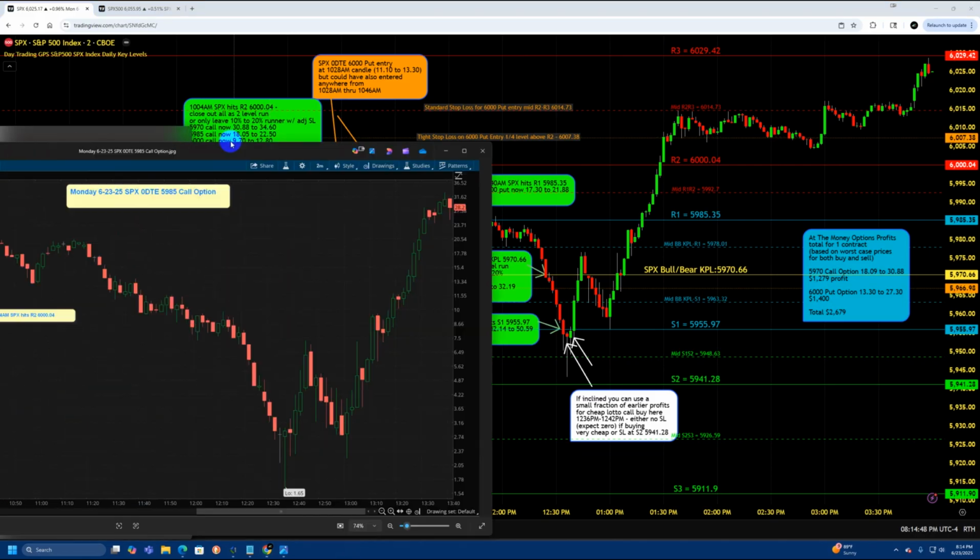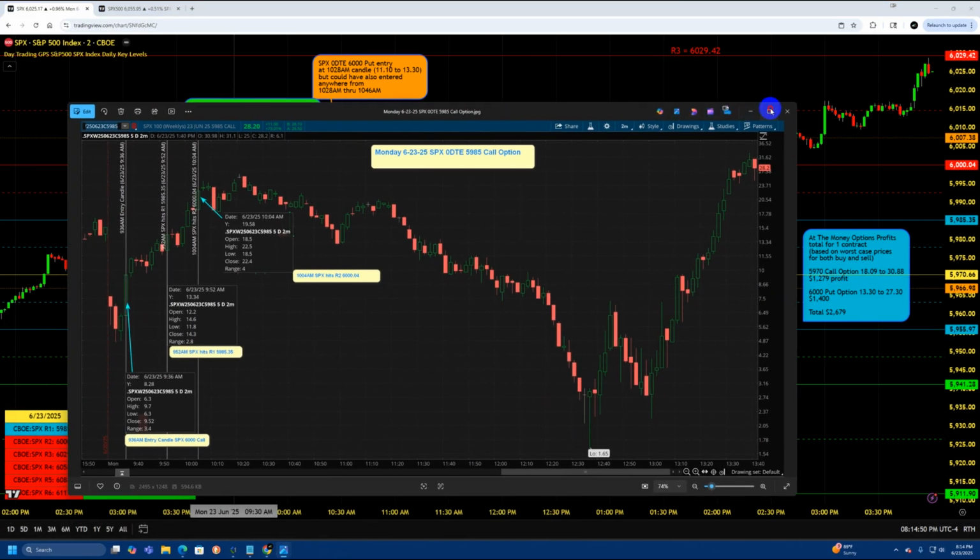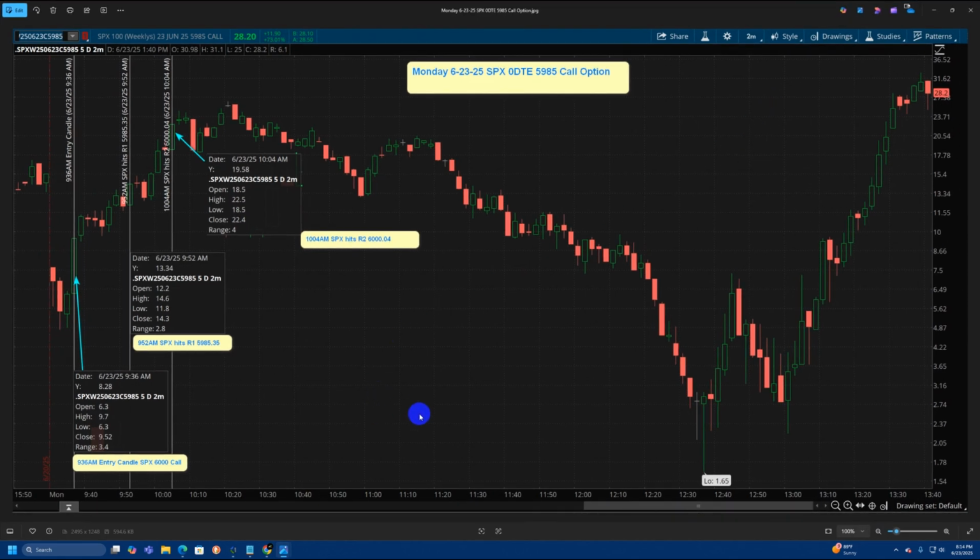Now let's go to the 59.85 call option. So if you were taking more of the out of the money call option, it's going to cost less to begin with. Here's the entry at 9:36, this candle here. Here's where at 9:52 it hits R1, this candle here. And here's at 10:04 a.m. where it hits R2, this candle here.